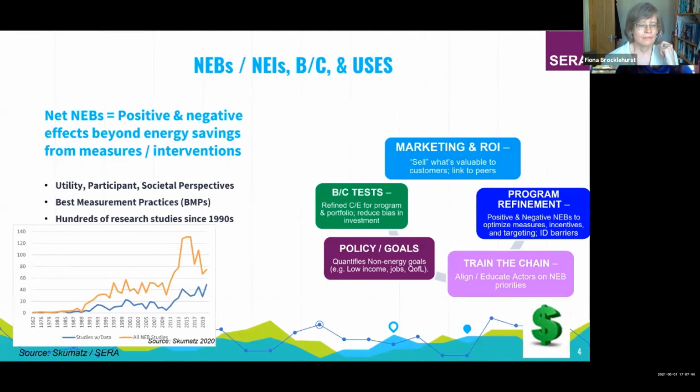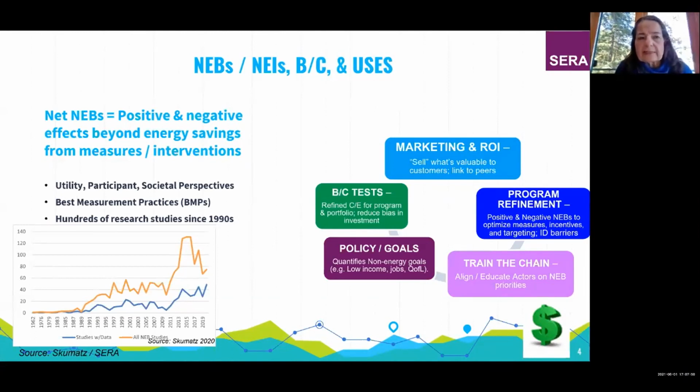The literature, the robust literature starting back in about the early 1990s, addresses the utility, participant, and societal perspectives, and addresses best management practices, best measurement practices, BMPs. As you can see from the graph, the blue line tells us how many really data-laden reports are produced per year based on the lit review we've done, and the orange is other studies that address NEBs. Obviously, the orange line includes the studies in the blue line as well. They're adding hundreds of reports a year, as you can see, and a share of which have valuable or useful NEBs data.